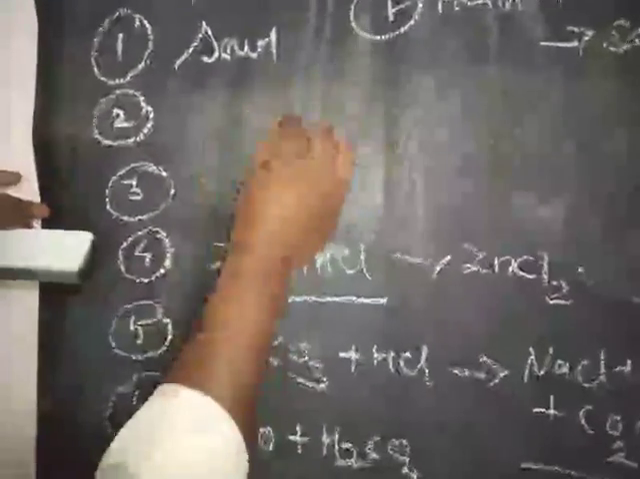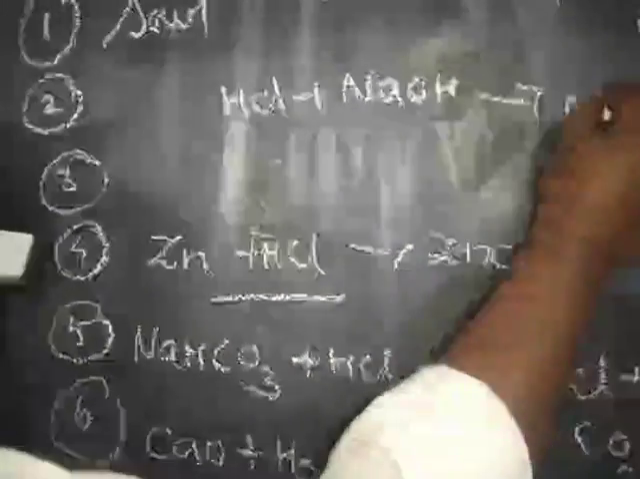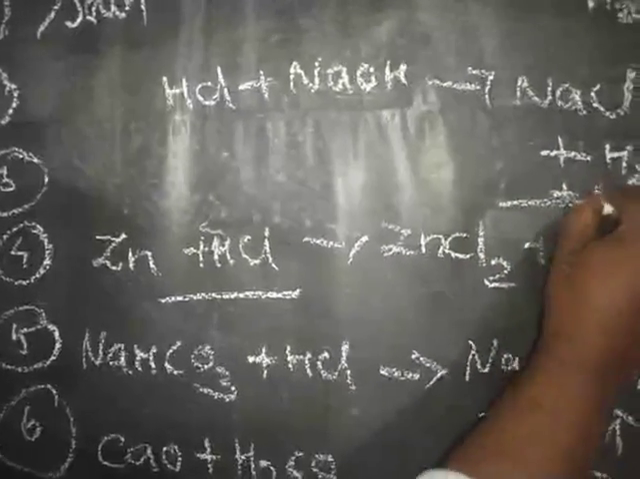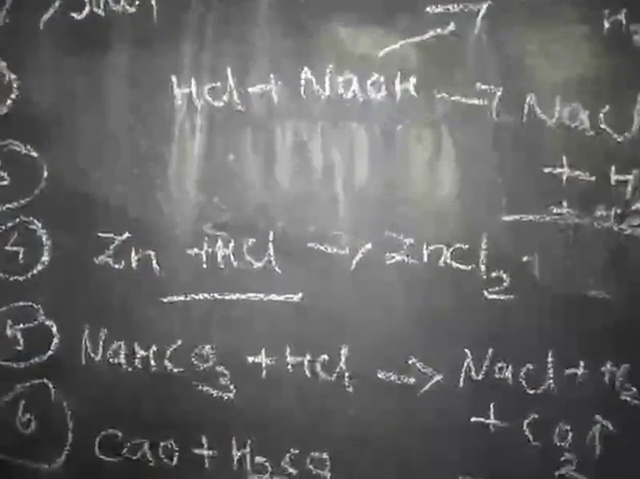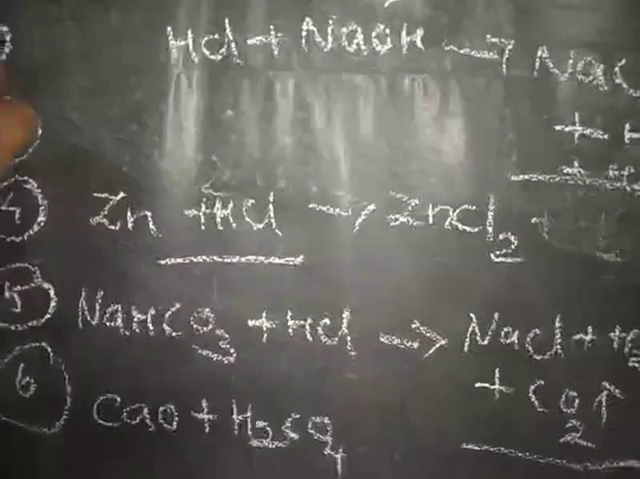You see the equation: hydrochloric acid plus sodium hydroxide gives NaCl plus H2O, and in the same way heat is liberated. This equation is an example of this property. So there are seven properties given in our textbook. Next one, uses of acids.